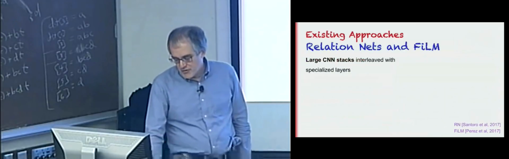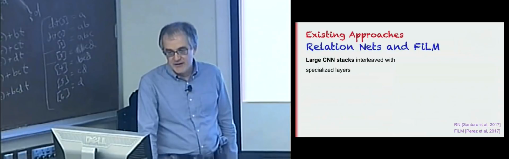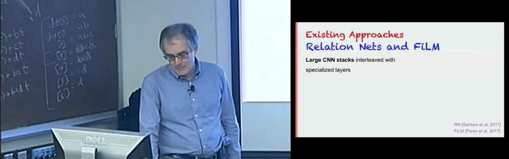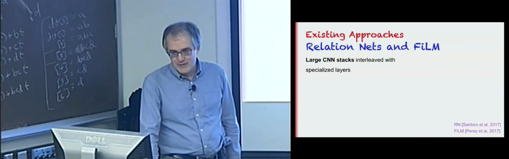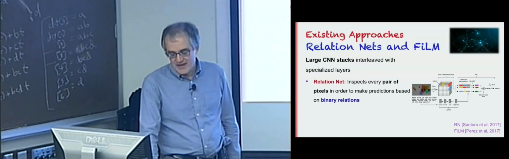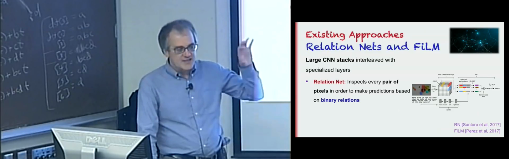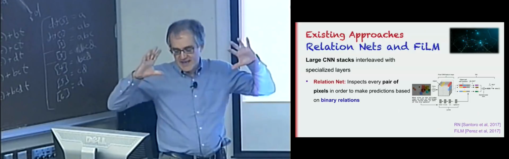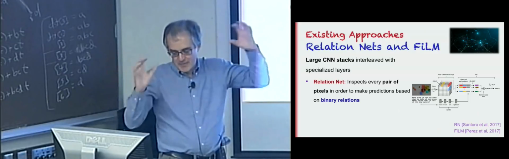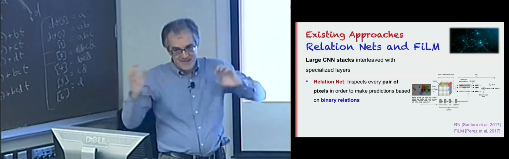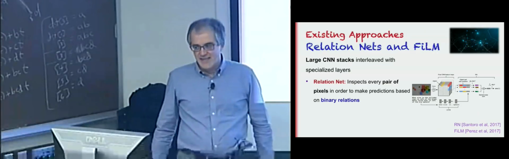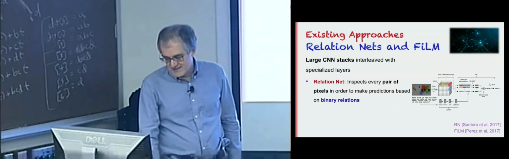But then there were some other approaches that came out more recently, including relation nets from DeepMind and FiLM from the University of Montreal, which are sort of augmented vision models. So you have a large CNN stack like a vision module, and then you add in something to make it better at doing question answering. For the DeepMind case, they had this specialized relation net layer, which essentially inspected every pair of pixels to predict binary relations between those pixels, and then used that to try and do some of the reasoning.